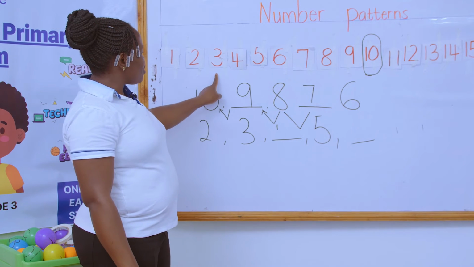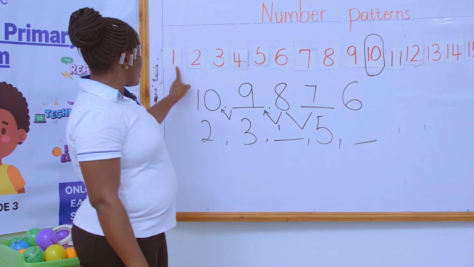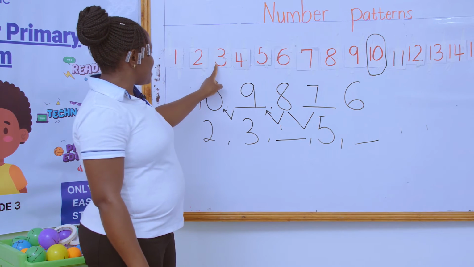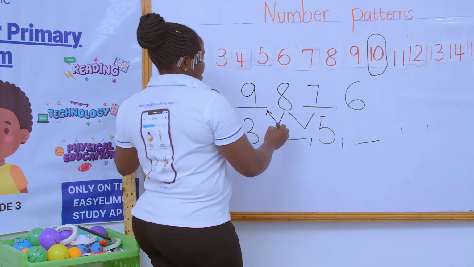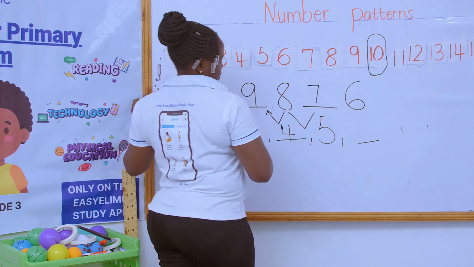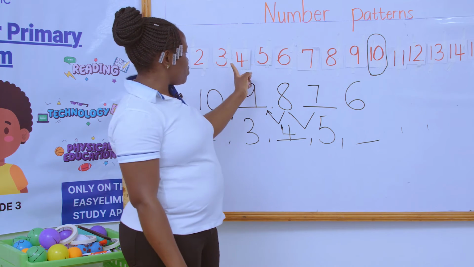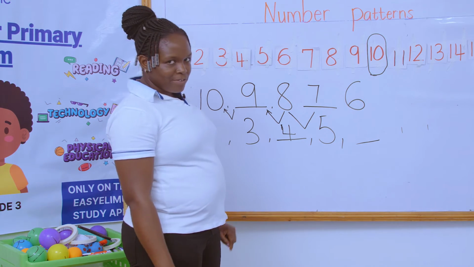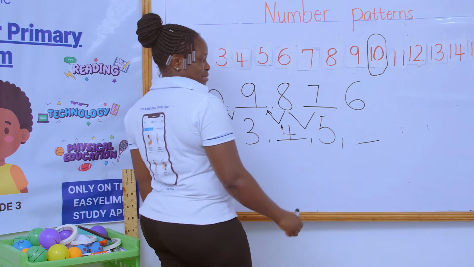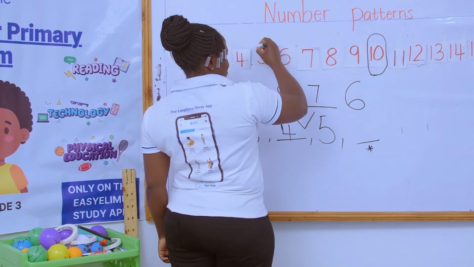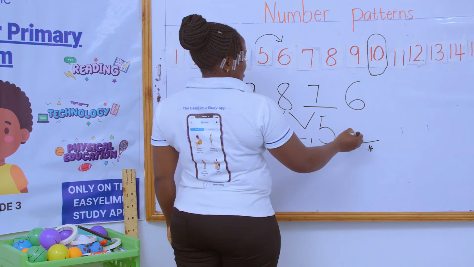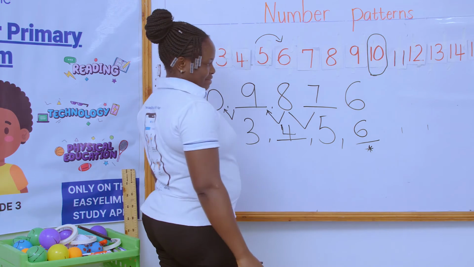Then you come and check on your numbers and you say 1, 2. After 2, we have a 3. Then after 3, we have a 4. So the missing number here will be 4. Then you ask yourself, after 4, you have a 5. And after 5, which number is missing here? Can you tell mommy to help you? After 5, we are moving in the forward. So the number is 6.